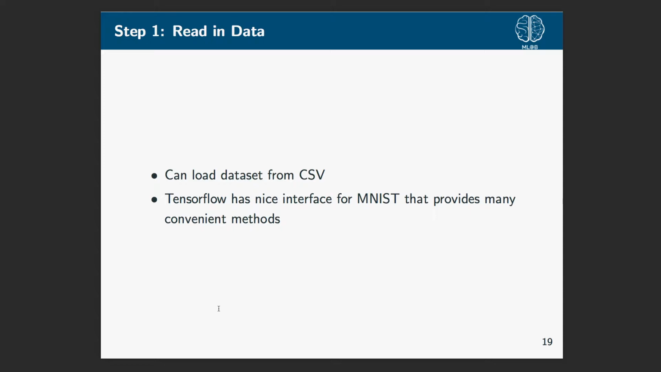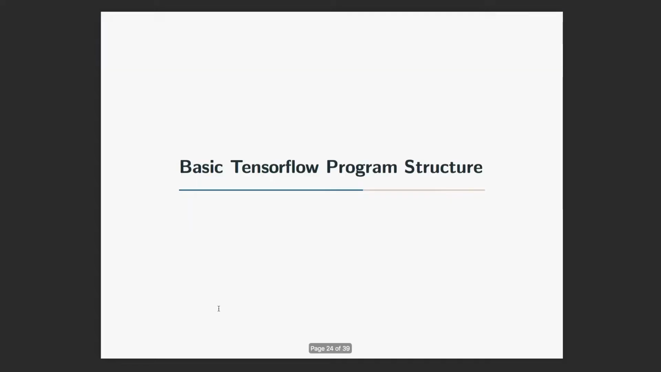The first step is to read in the data. You can load in the data set from a CSV or wherever else you have it stored, or you can use some of TensorFlow's interfaces to load in the data. For example, MNIST, which is an image data set of handwritten digits. TensorFlow has a nice interface for loading that in, and it provides many convenient methods. We'll be using this data set for the demo.